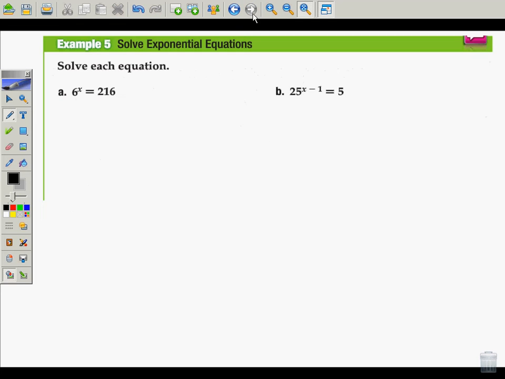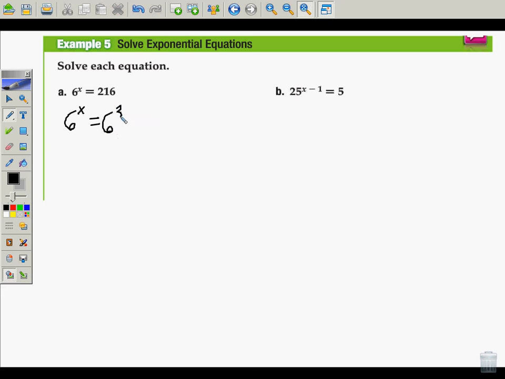So we want to solve these equations. What you're going to have to do is make them turn into the same base. Well, I could either turn 6 into 216. That doesn't necessarily sound very easy to me. Or I can try to turn 216 into 6. Well, you may not know this off the top of your head, but 216 is just 6 raised to the third power. So I'm just going to rewrite that on the right side. 216 is 6 raised to the third power.